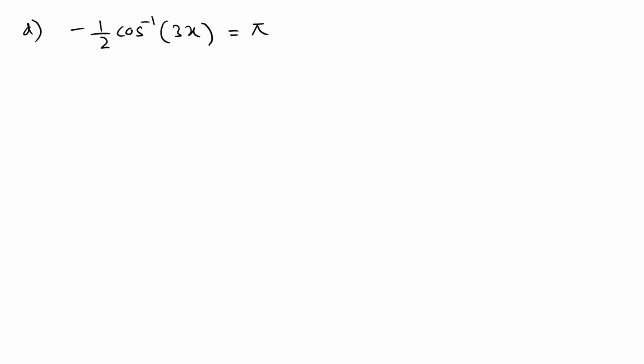Again, we can isolate the cosine inverse term. Once you isolate the cosine inverse term, you have to multiply by -2. You're going to get cosine inverse 3x equal, if you multiply by -2, -2 pi. Now we know that the range of cosine inverse is from 0 to pi, that's the y value. And you can see that this value is outside of the range.